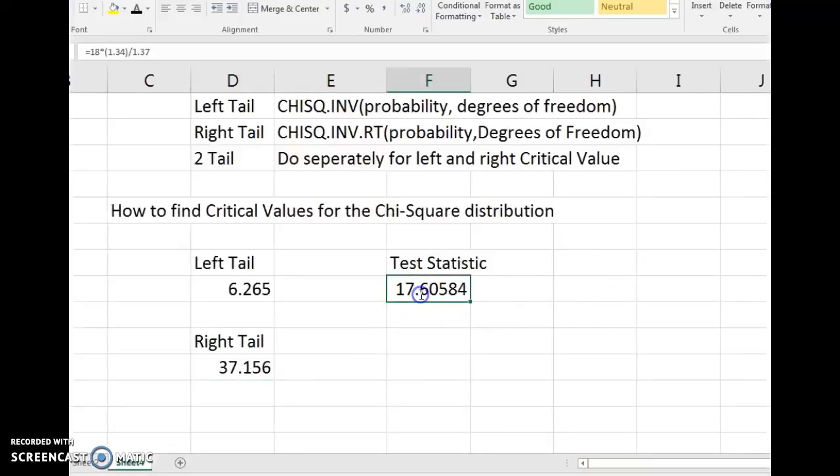So in Excel, I do my 18 times the variance from the sample, and it was just stated that's what the dietitian found, and we're dividing by our null hypothesis that the variance is 1.37, and so we get 17 point some decimals here, 17, safely in between these values. It's not further out in the tails, so we don't have enough evidence to reject the null hypothesis.